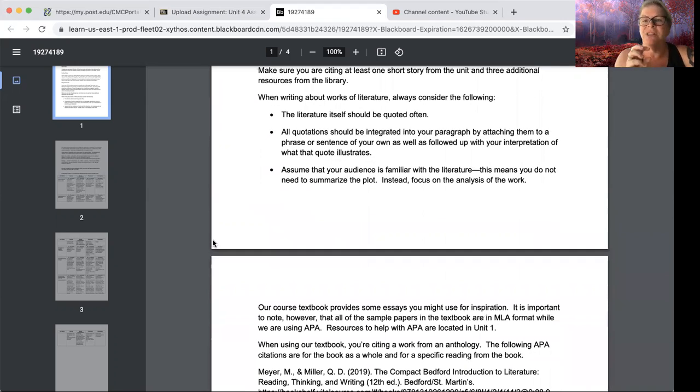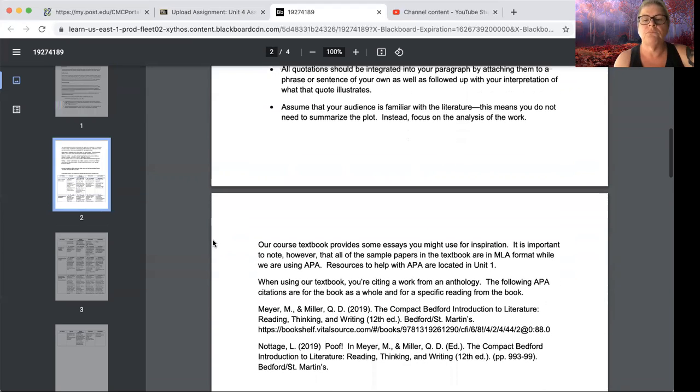If you attach those quotes to a sentence or a phrase of your own, it just helps it become more yours. You're still going to have the citation, so you're going to show that it was not your original words. Assume that your audience is familiar with the literature. So, for example, you're using stories that we have all been assigned, so you do not have to give a summary of the plot. You can just talk about the things that you want to talk about, focusing on the analysis of the culture and that sort of thing.